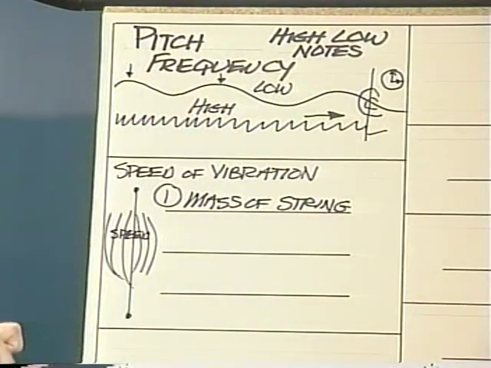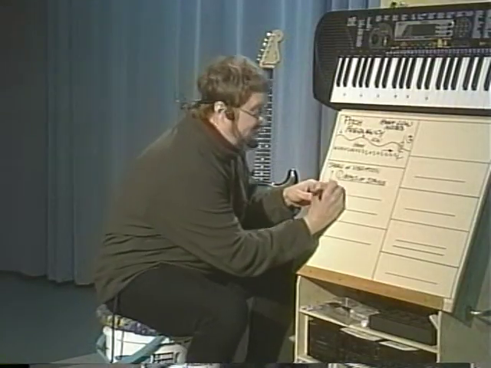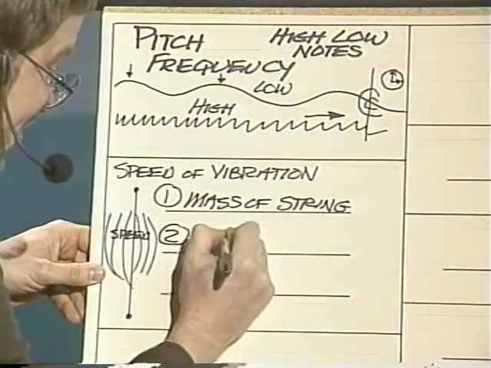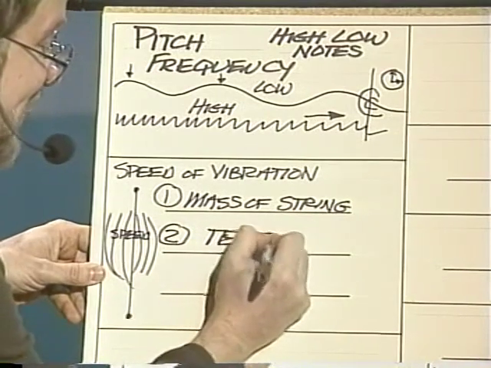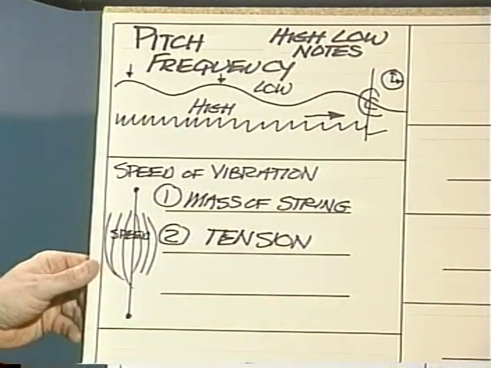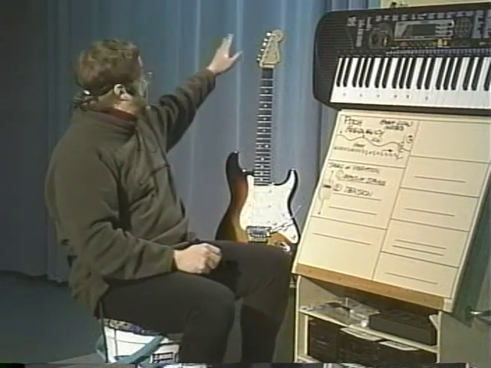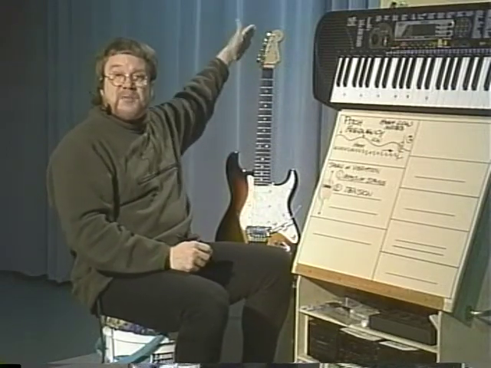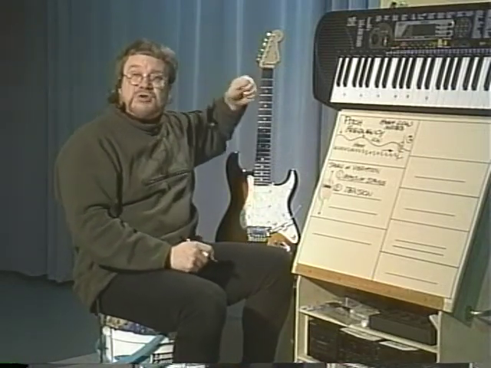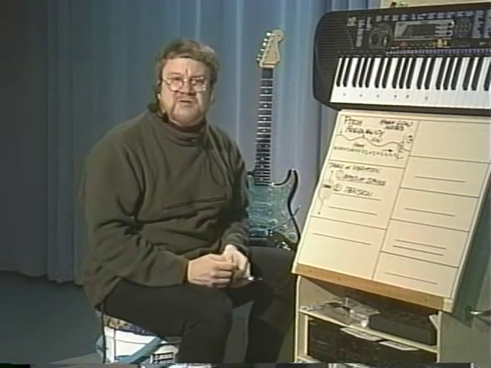What's the second factor that we use to control the vibrating speed of the string? It is the tension that you stretch the string to. So that's why you've got your tuning machines on your guitar up there. These are these things that you tighten and loosen the strings with, and that's what tuning the guitar is all about.